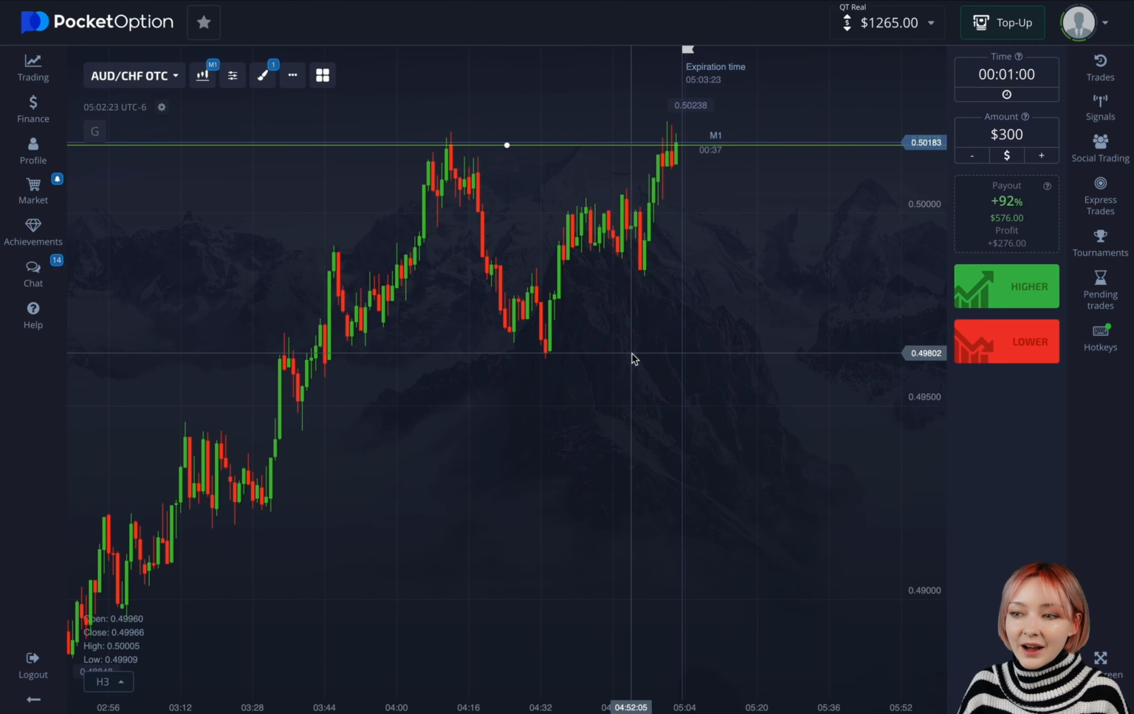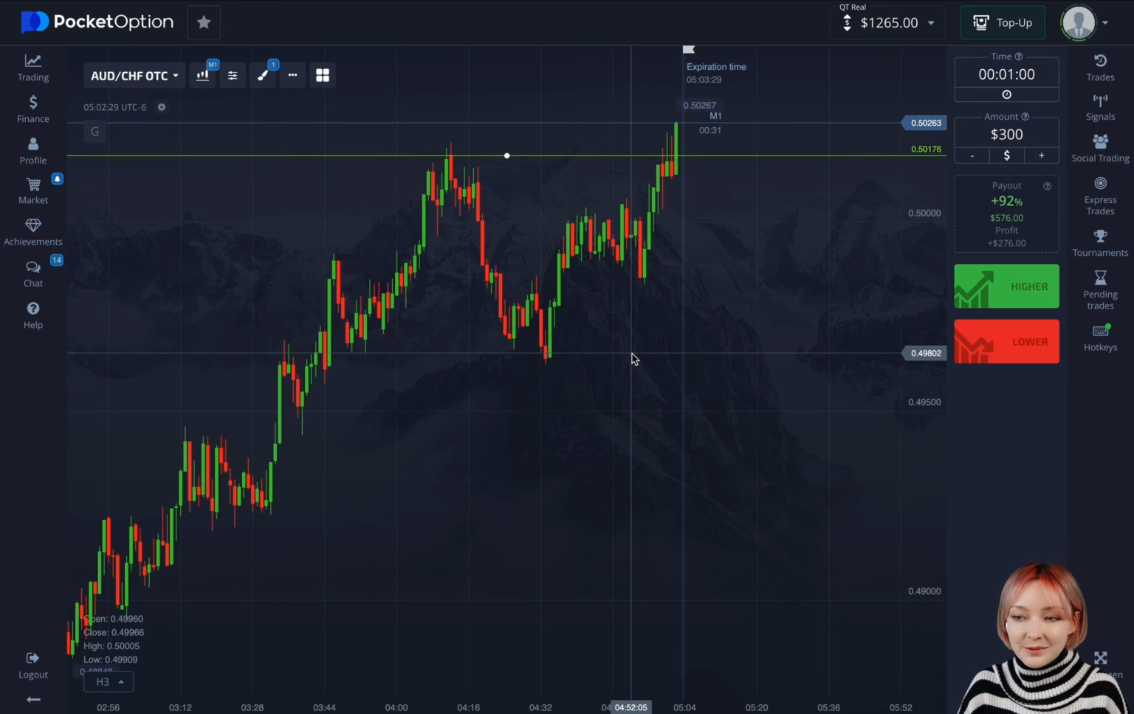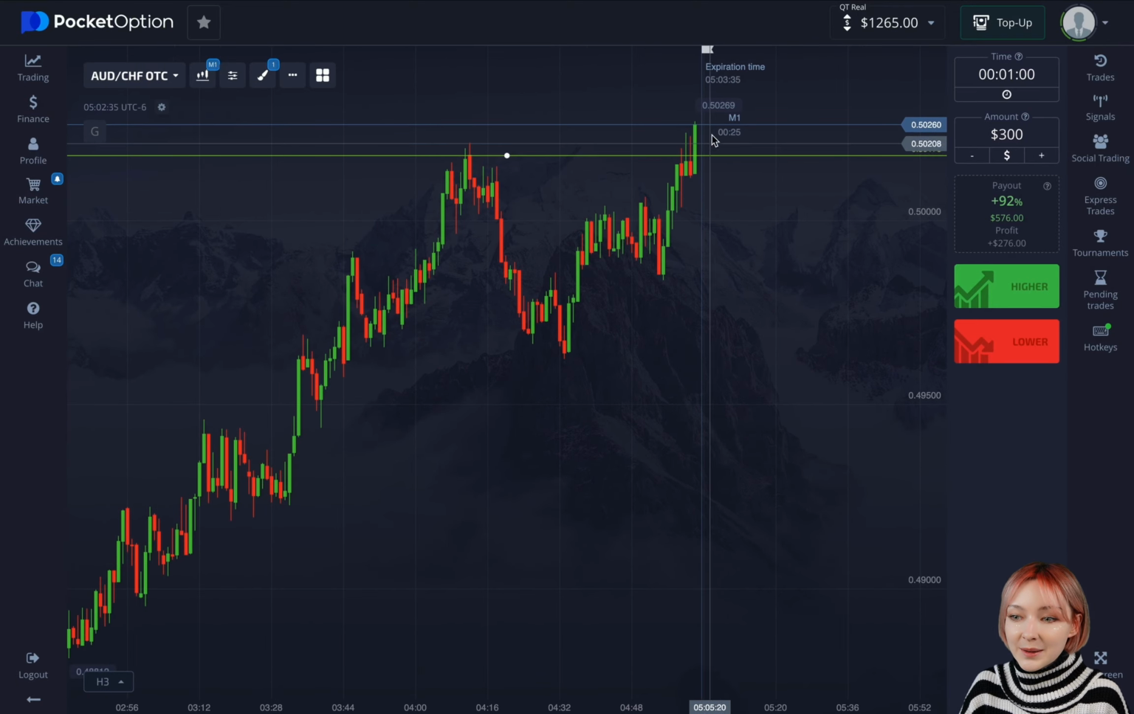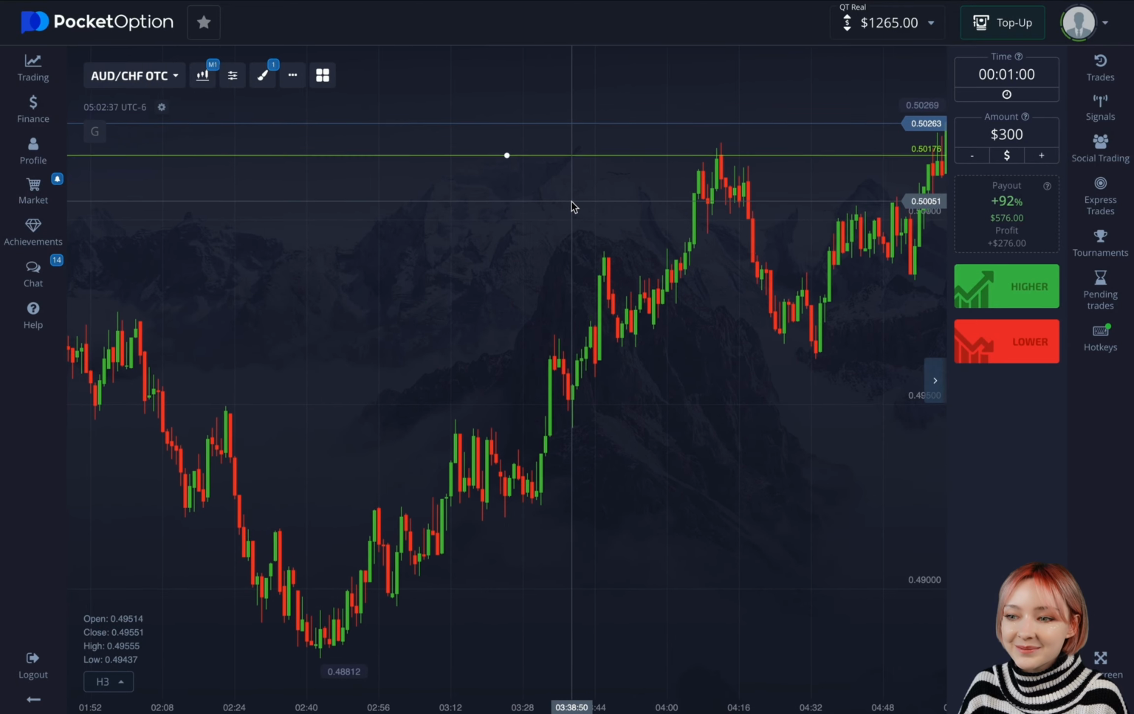So, no matter how much the market grows or falls, it's only important for the price to end up higher or lower than it was at the moment we placed our trade. This level has been broken through, so we might start trading upwards soon.